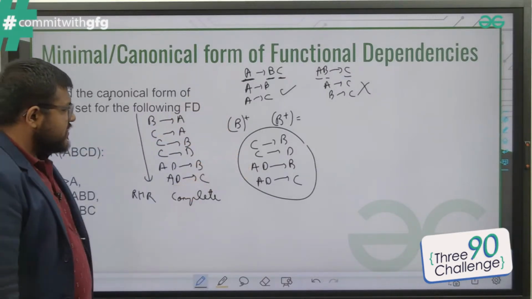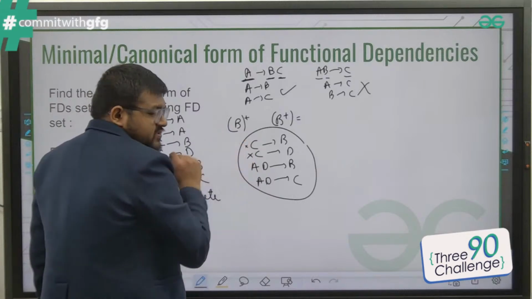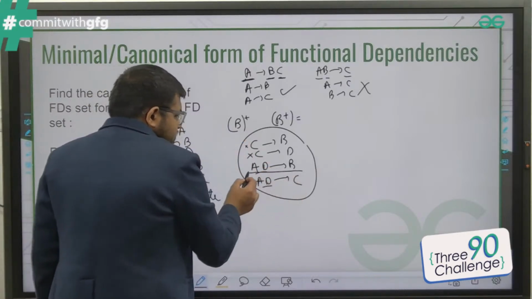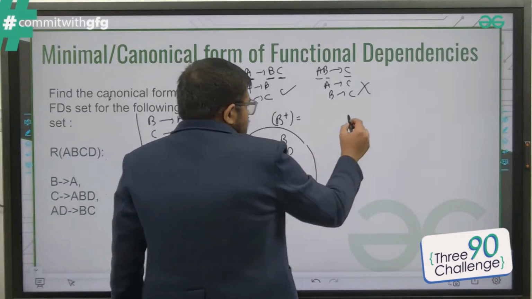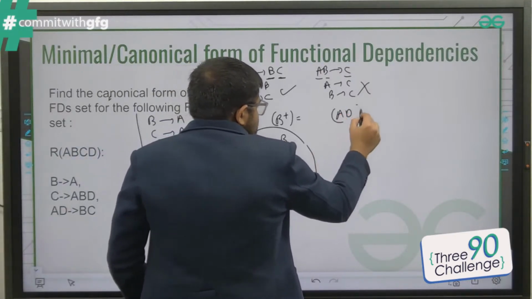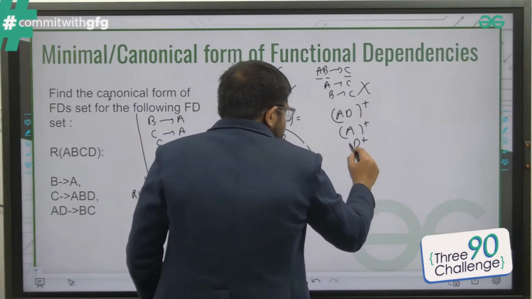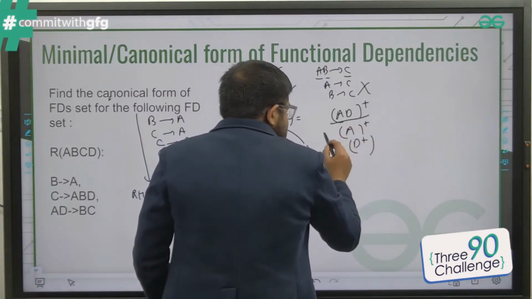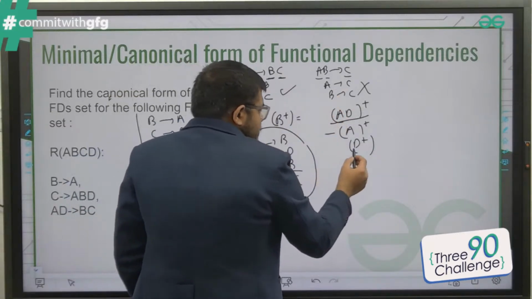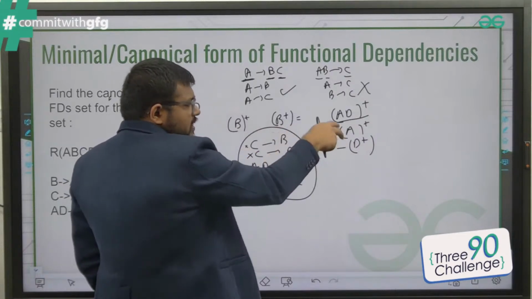Now for left hand side redundancy, here there is no left hand side redundancy in C, since it is a single attribute. To find whether AD has redundancy or not, I will find AD plus, I will find A plus, and I will find D plus. If AD plus is the same as A plus, it means D is redundant. If D plus is the same as AD plus, it means A is redundant. Both will not be the same.